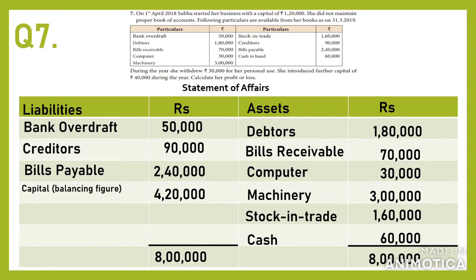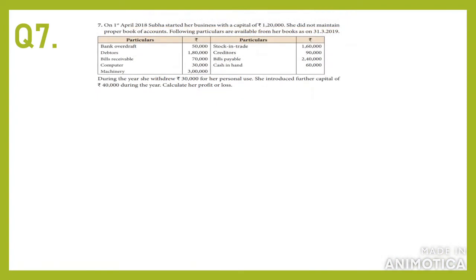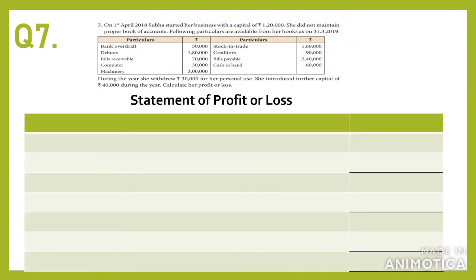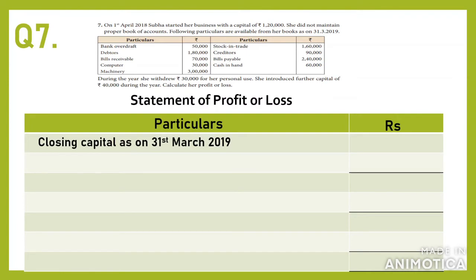Fine. So now we know what is the opening capital. We also know what is the closing capital. With all this, you can find out what is the profit or loss. Okay, so let us go ahead and prepare a statement of profit or loss. We know what is the closing capital, which we found out. It is 4.2 lakhs. I hope you remember how we arrived at 4.2 lakhs in the previous statement of affairs that we prepared.